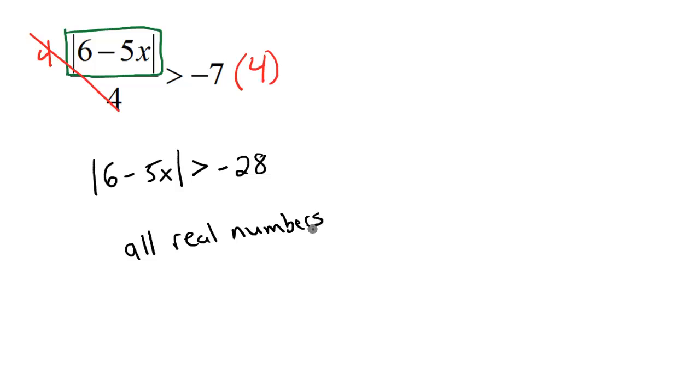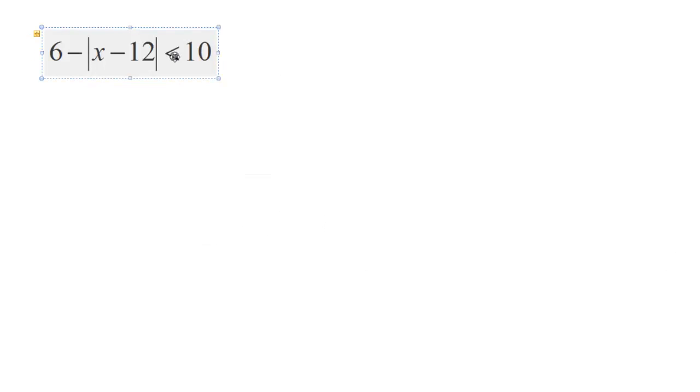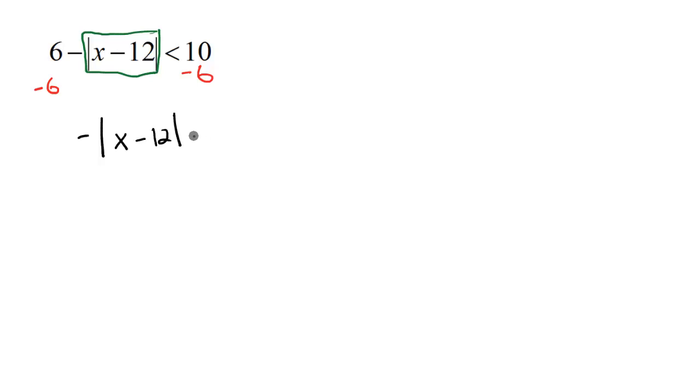Okay, let's do one more. Third problem, we've got 6 minus the absolute value of x minus 12, which is less than 10. So we want to isolate the absolute value bars. Okay, we got this here. Let's get rid of it. So let's subtract out 6, which means we subtract 6 from over there. Okay, we're left with the negative absolute value of x minus 12, which is going to be less than 10 minus 6, which is 4. We still have a negative out in front, so we need to divide that out.